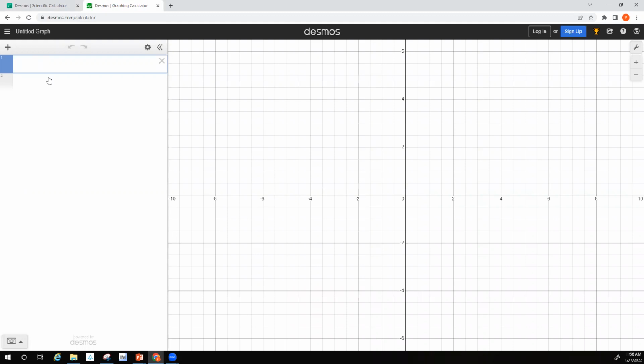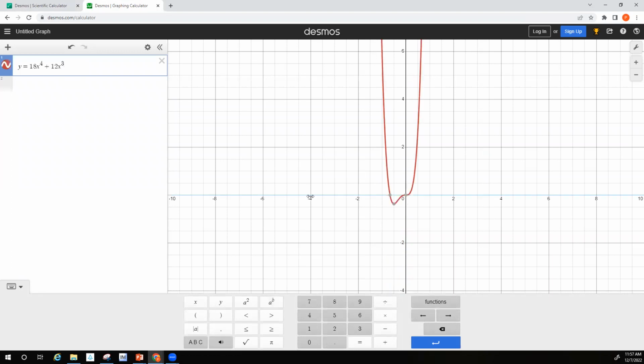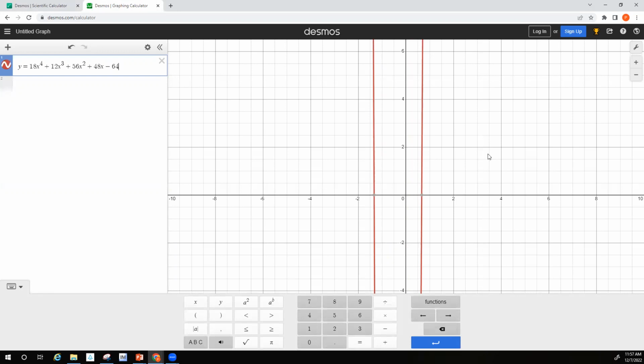What was the problem? 6. So I'm going to write here y equals 18x to the 4, and then bring the cursor down, plus 12x to the 3, plus 56x squared plus 48x minus 64. All right.